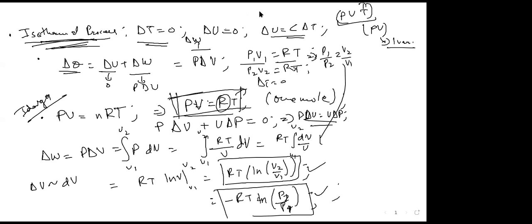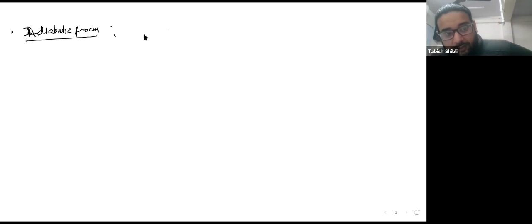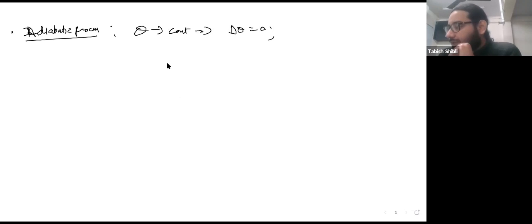So we were talking about an isothermal process. Let's talk about the adiabatic process first, because here what you have is something very interesting. Here what you're saying is you're not providing any heat. Q is a constant. This implies my delta Q is equal to zero.